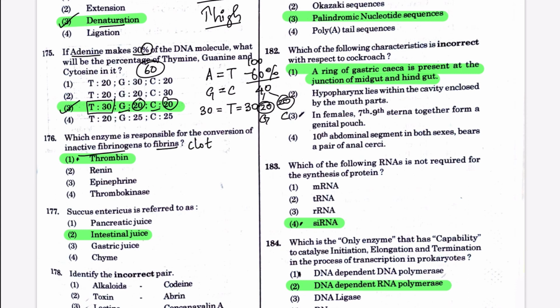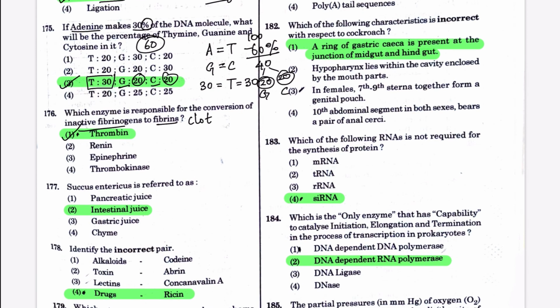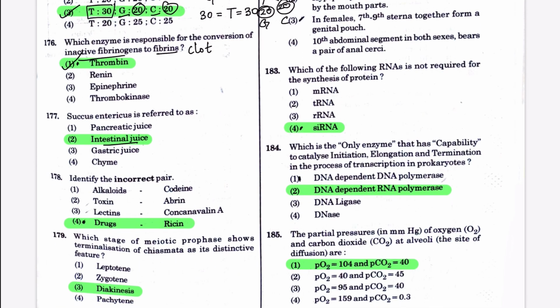So 176, the enzyme responsible for converting the inactive fibrinogen into fibrin, which is responsible for the clot, is thrombin, right? So obviously other options might not come. Okay, so 177, succus entericus is referred to as intestinal juice. The intestinal juice is also called succus entericus. And the next question, you must identify the incorrect pair. Codeine is an alkaloid, abrin is a toxin, concanavalin is a lectin, and ricin is not a drug. Ricin is also a toxin, right? So this is the incorrect pair.